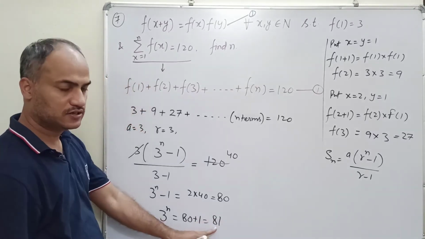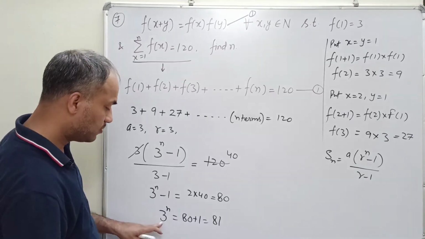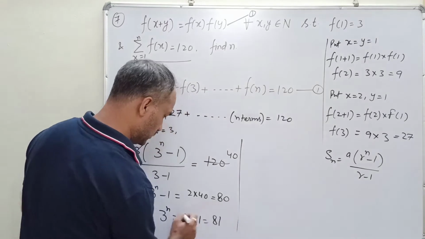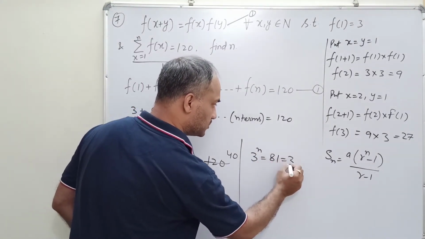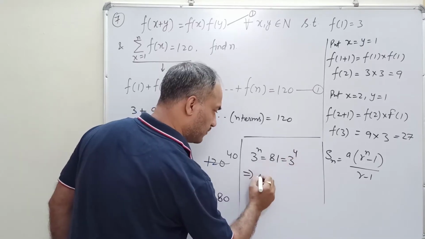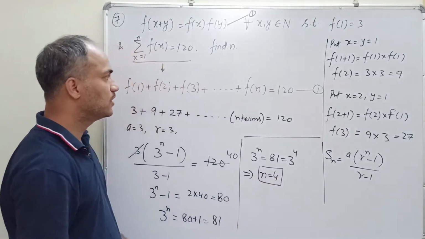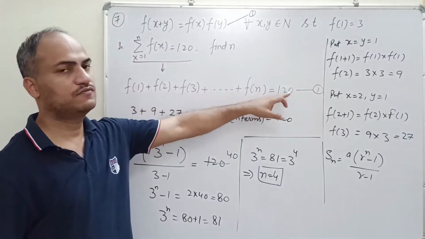And what is 81? Can we write this 81 in powers of 3? Yes, we can, because only when the bases are the same can we compare the powers. So 3^n is equal to 81, and this is 3 to the power 4. On comparing, we get n equal to 4. It means we need to take only 4 terms to get the sum 120.